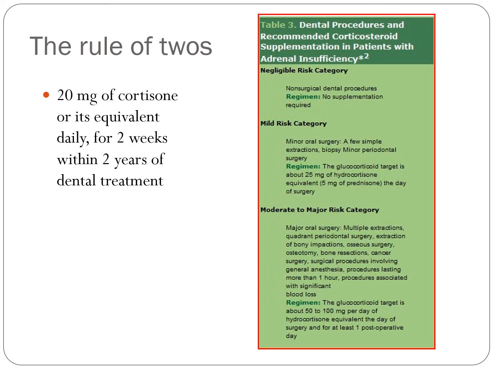So what we'll do: the risk will be negligible for non-surgical dental procedures, so there is no need for steroids. For a mild risk category, meaning minor oral surgical procedures like extractions or minor periodontal treatment, the regimen is no additional glucocorticoid, meaning 25 milligrams hydrocortisone or equivalent, meaning 5 milligrams prednisone, given on the day of surgery.